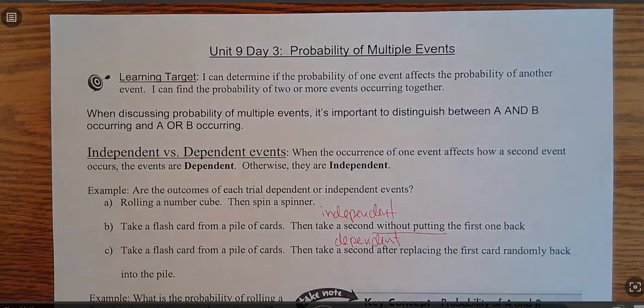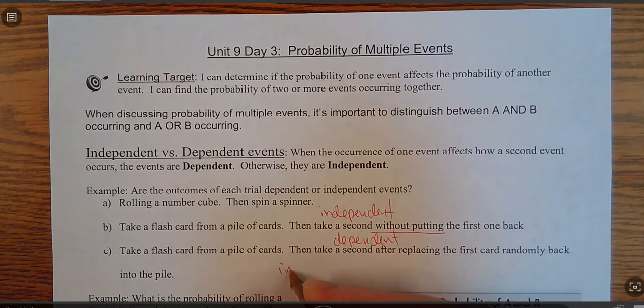But what if I take a flashcard from the pile, then I take a second one after I replace the first one? I took a flashcard out, I looked at it, and then I put it back in and sorted them randomly. Now it's the same number of cards, same number of everything, so now they're independent events. The second result does not depend on the first result.